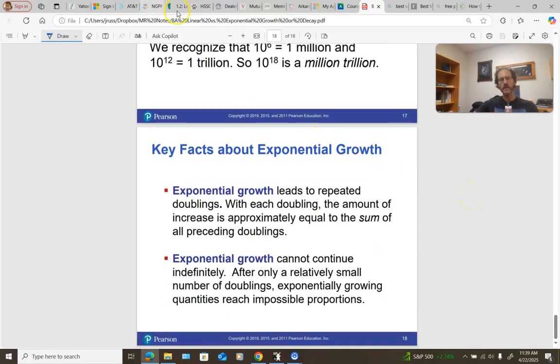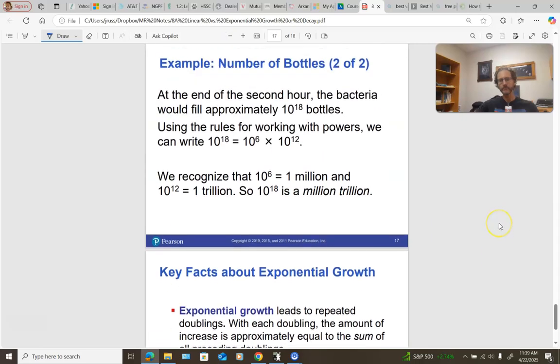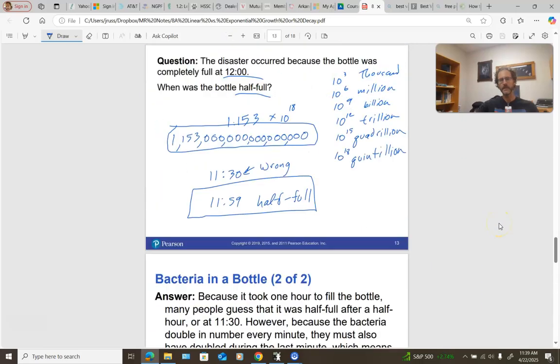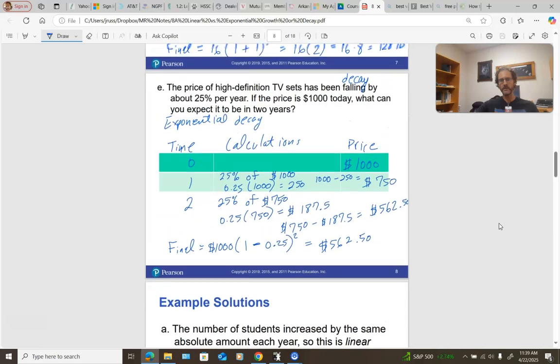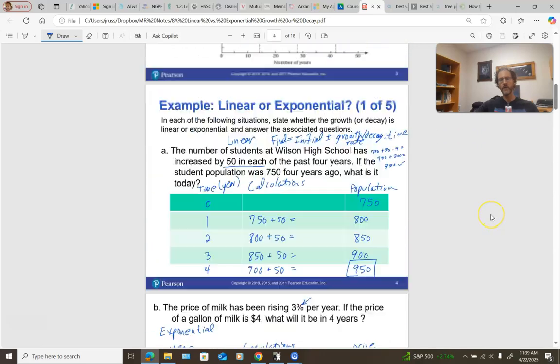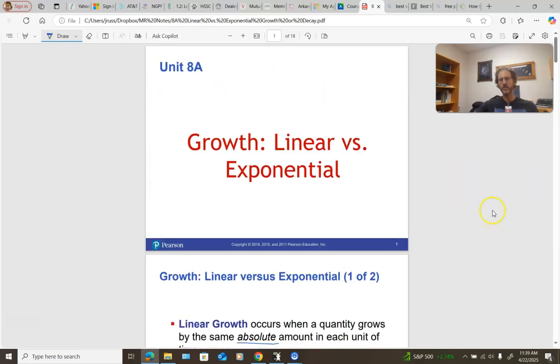All right, guys, so that's the end of A-Day. So hopefully now you understand the difference between what it means to grow exponentially versus what it means to grow linearly. All right, and so I'll see you in 9A.